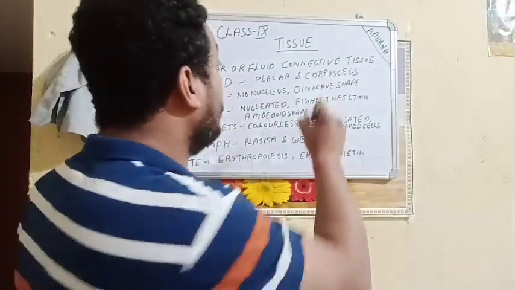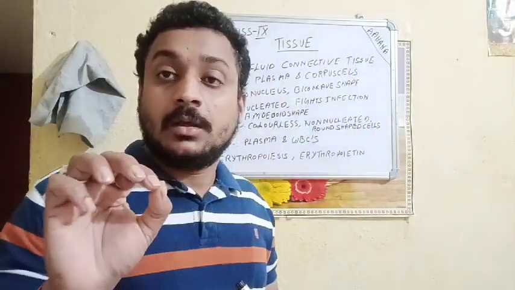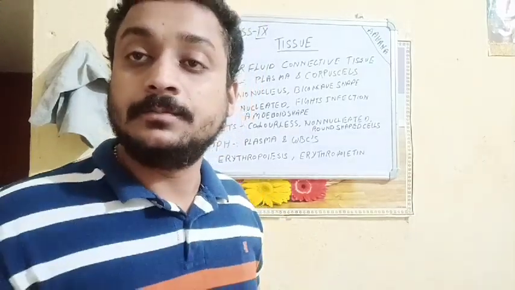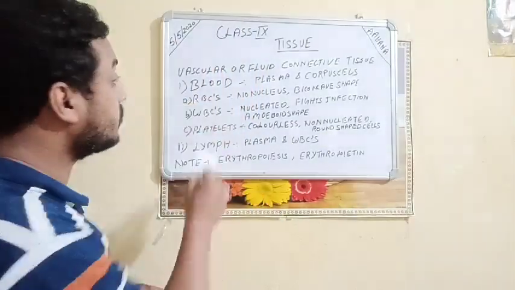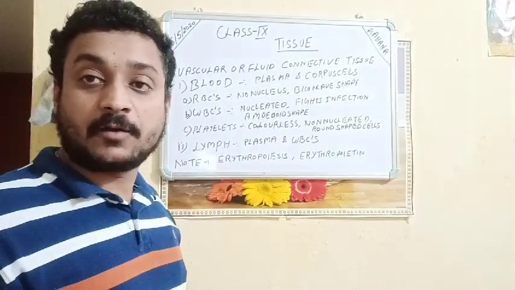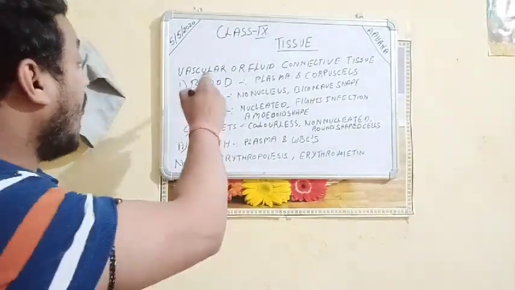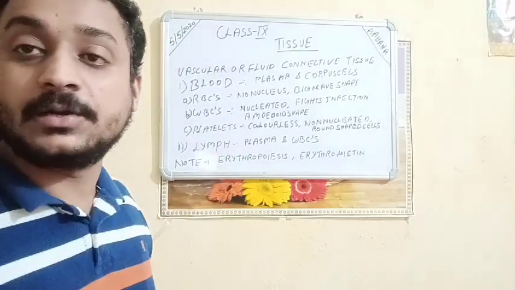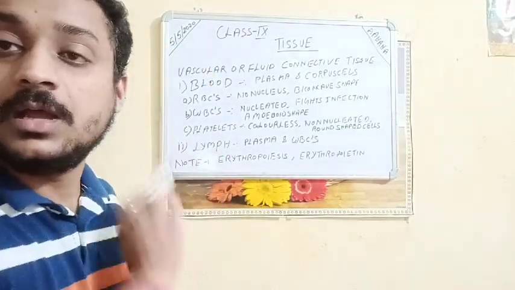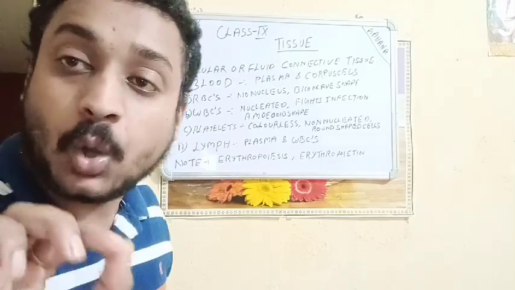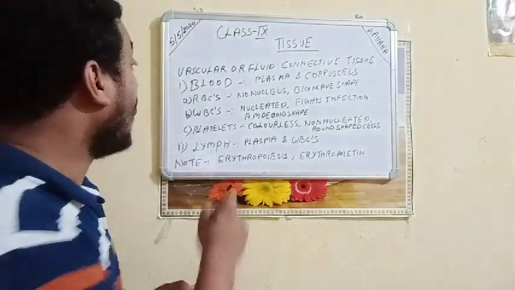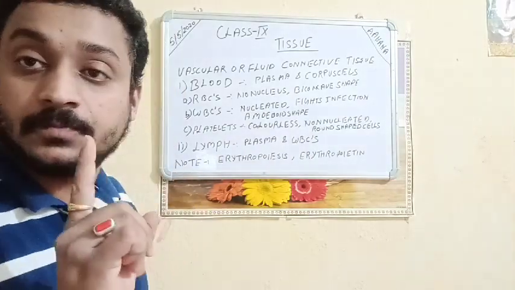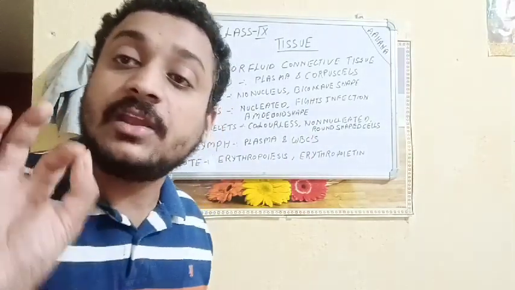Now, coming to the corpuscles, which constitute about 40 to 45% of the blood. There are three components of the cellular part of the blood, that is RBCs, WBCs and platelets. Three major components: RBCs, WBCs and the platelets. Now, when we are talking about RBCs, the RBCs do not have any nucleus. I repeat, the mature RBCs do not have any nucleus.